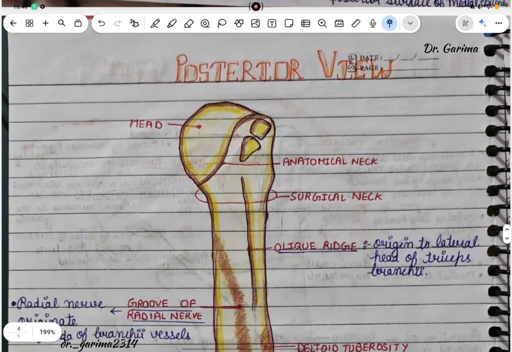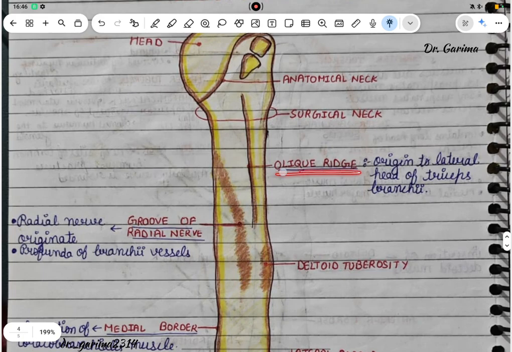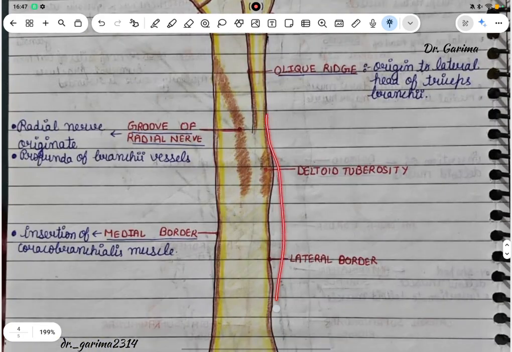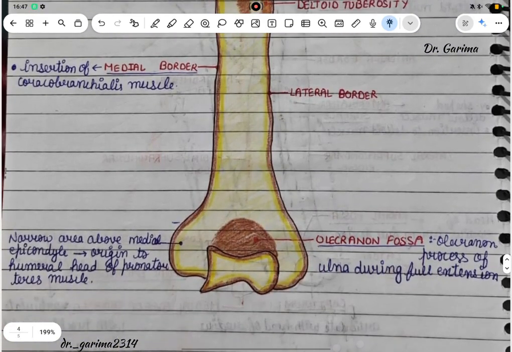Then we have the posterior view of the humerus. It also has the head, anatomical neck, surgical neck. Then there is the oblique ridge. This is the lateral border and this is the medial border. And the groove of the radial nerve and the deltoid tuberosity. Instead of the radial fossa and the coronoid fossa, the posterior view also has a fossa. But there is only one fossa, that is known as the olecranon fossa.